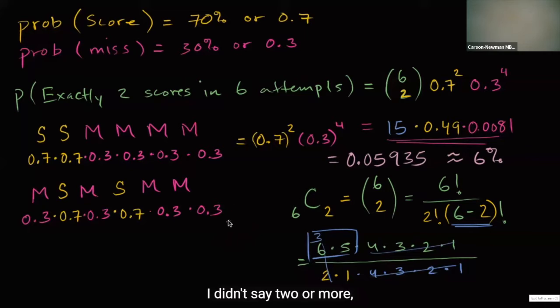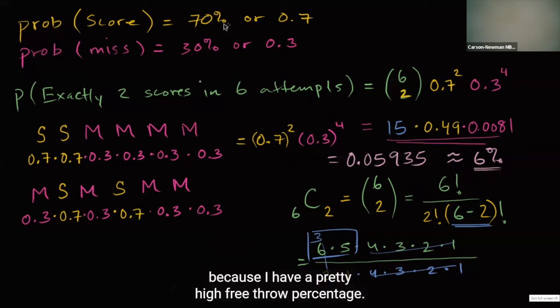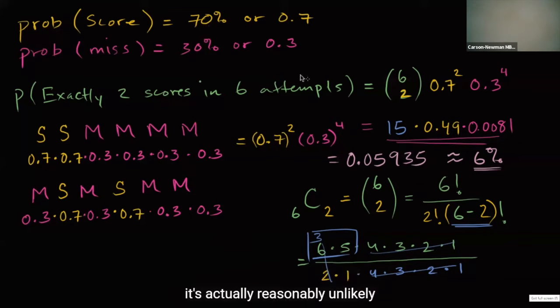I didn't say 2 or more. I just said exactly 2 scores in the 6 attempts. And actually, it's a fairly low probability because I have a pretty high free throw percentage. If someone has this high of a free throw percentage, it's actually reasonably unlikely that they're only going to make 2 scores in the 6 attempts.